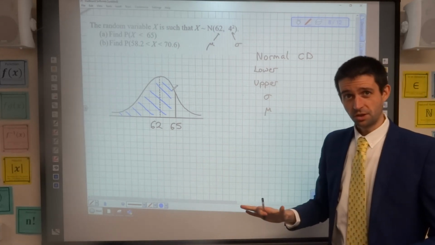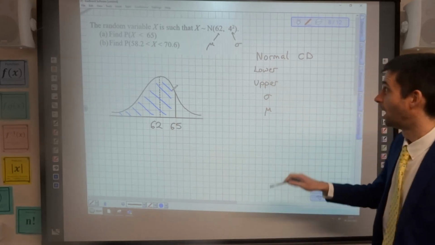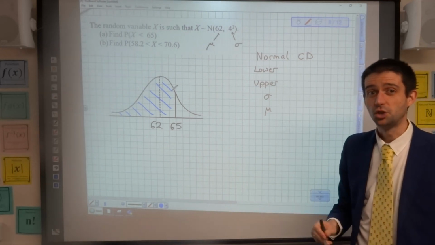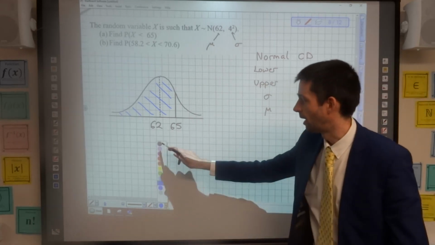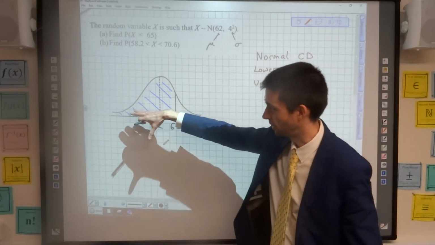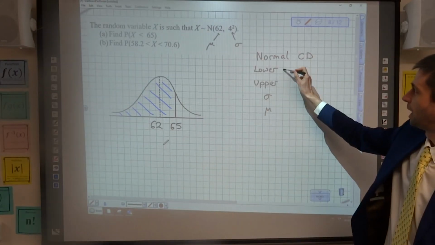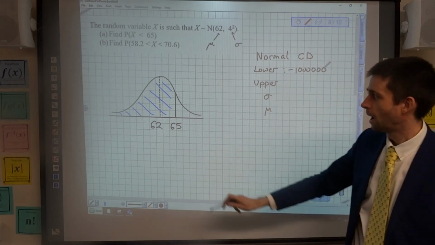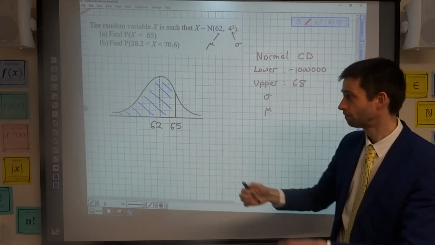Now, if all you're interested in for this is getting the answer, calculating the probability, the ClassWiz calculators will do that in normal CD mode. You need to press menu and then 7, and then it's option 2. And it will ask you to put in 4 values. For the lower value, you need to put in a really large negative number, because theoretically these normal distributions extend infinitely in each direction. So we'll go ahead and put in something like minus 1,000,000, minus 10 to the power of 6, something like that. The upper is going to be 65, because that's the value that we want to know the probability up to.